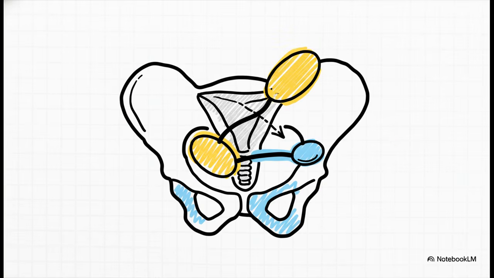Now, the ovaries, they descend too, but their journey is much, much shorter. They just move down a little bit and stop inside the pelvis. Their gubernaculum doesn't pull them any further. Instead, it attaches to the uterus and becomes a couple of important ligaments in the adult body.